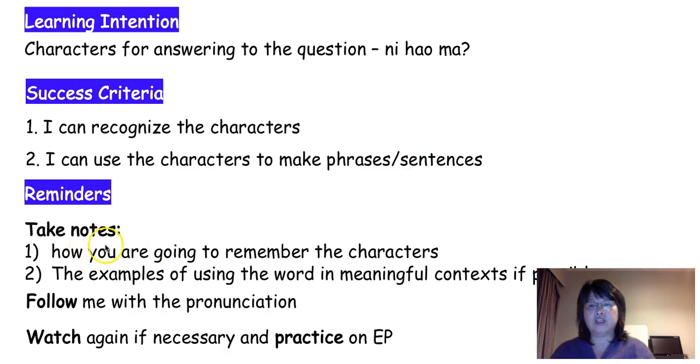While you watch the video, make sure you take down notes on how you are going to remember the characters and the examples of using the word in meaningful context if possible. Make sure you follow me with the pronunciation, watch it again if you need, and practice the vocabulary on Education.